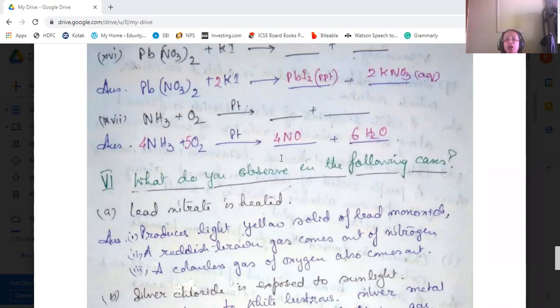Now, what do you observe when lead nitrate is heated? When lead nitrate is heated, three things are formed. It produces a light yellow solid of lead monoxide. A reddish brown gas escapes, that is nitrogen dioxide. And a colorless gas also escapes, that is oxygen.